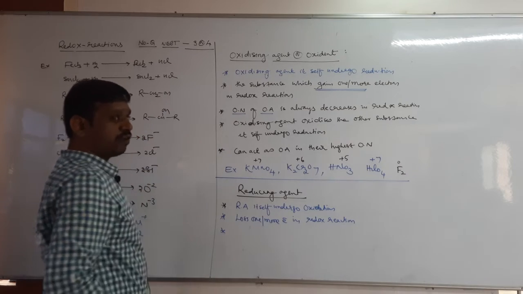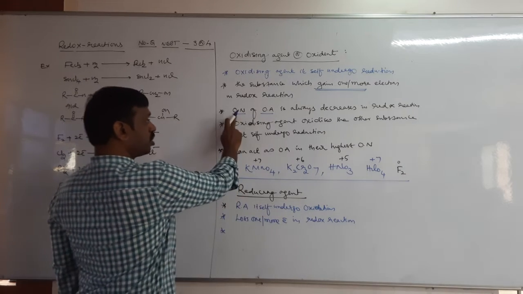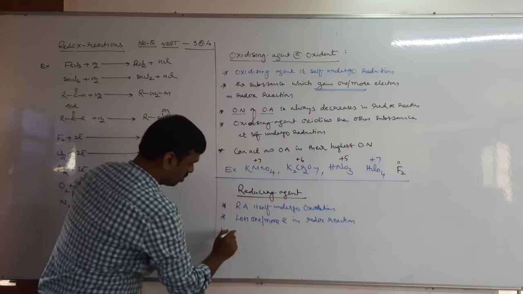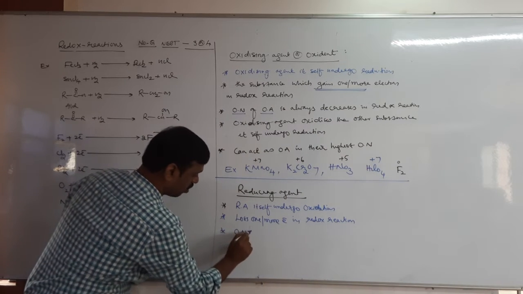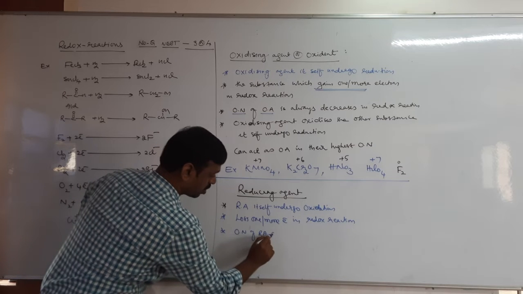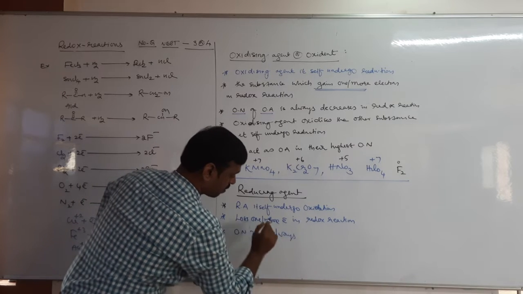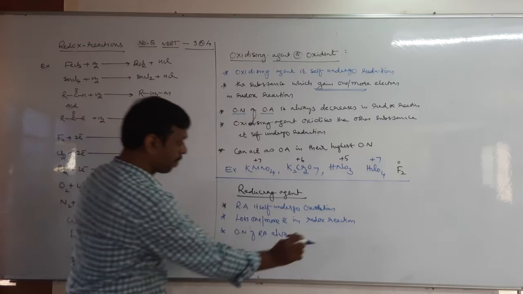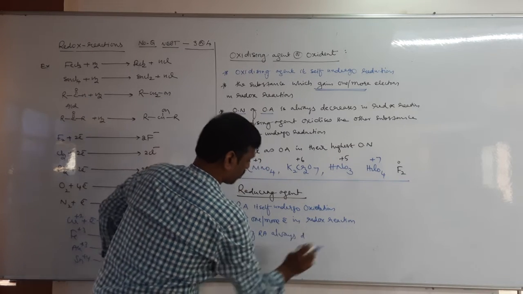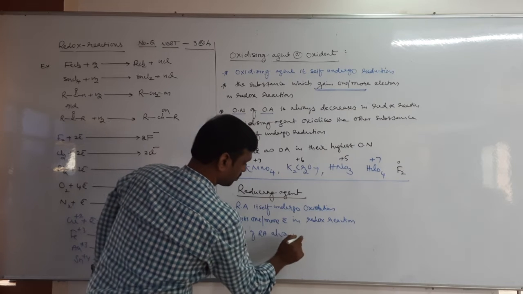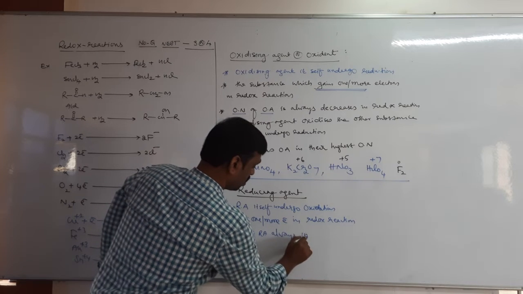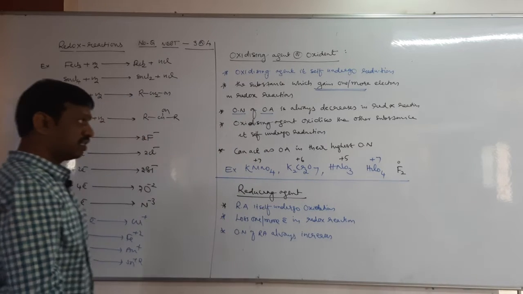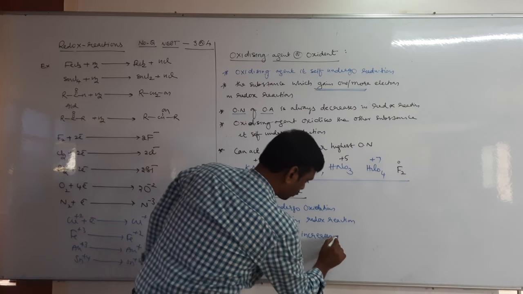Next. In the case of an oxidizing agent, the oxidation number always decreases, but here, the oxidation number of a reducing agent always increases in a redox reaction.